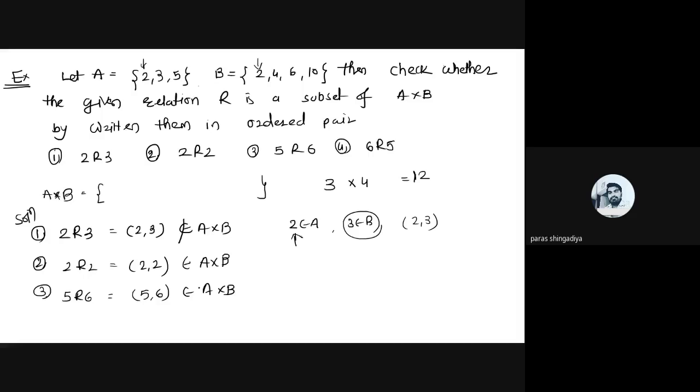And then after that, 6R5 will not be defined in this A cross B, because 6 is not related to 5. Here it is 6 comma 5, and 6 comma 5 will not be part of A cross B. Therefore 6 is not related to 5. And here 2 is not related to 3. Clear? So that is one simple example. For the given ordered pair, you have to check whether it is a subset of A cross B or not.